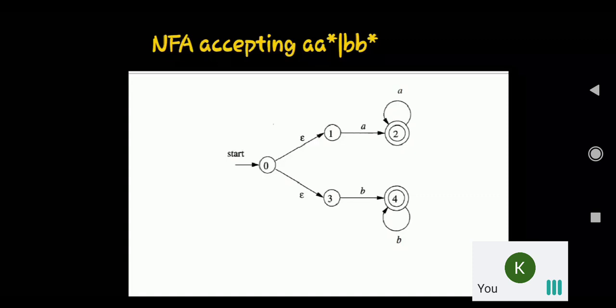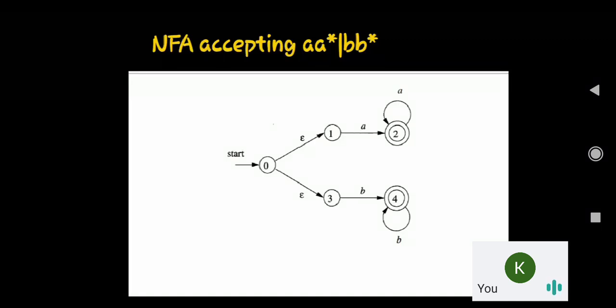Okay, so this is going to be actually an NFA diagram. So NFA, which is going to accept some regular expression. So the regular expression that we have over here is A asterisk or B B asterisk. Okay, so the asterisk representation denotes more than one repetition.